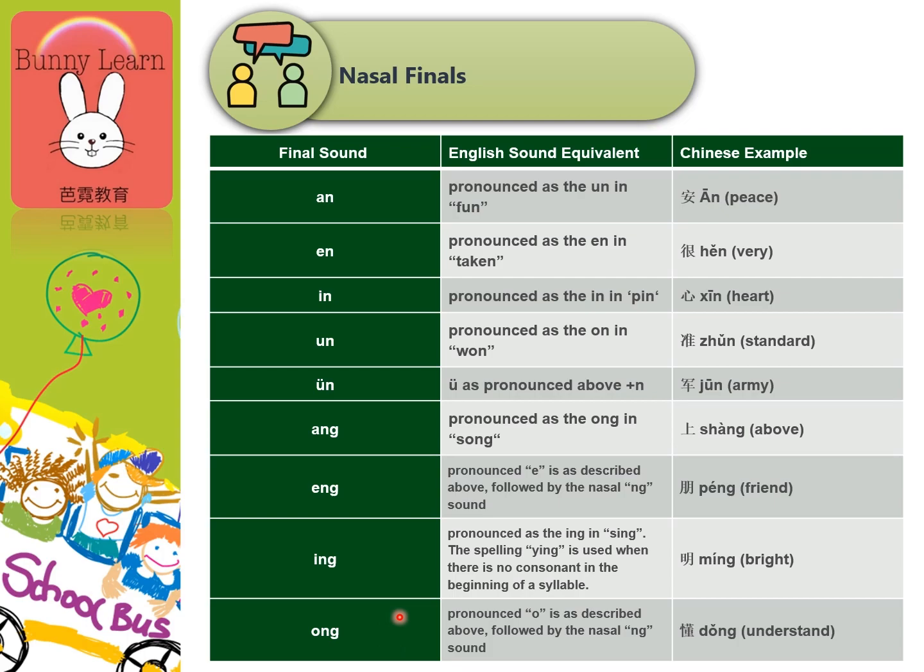Ong. This is pronounced as an O followed by a nasal sound. Chinese example 懂, dǒng. As you can see, these are all called nasal finals because they have a nasal tone to them. You can feel it when you speak, you can feel it in your nose. So when you're pronouncing these finals, make sure you have a nasal tone of voice with them.